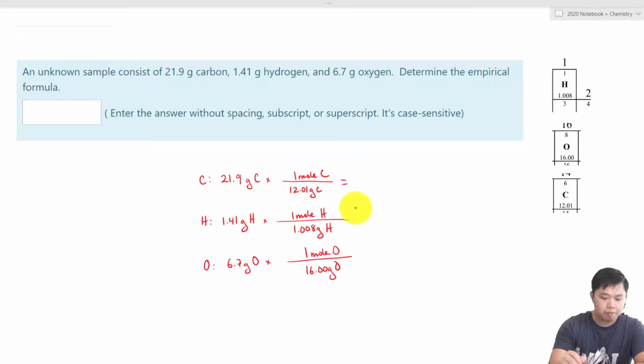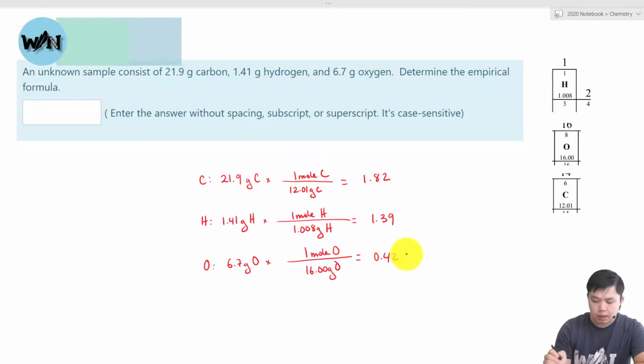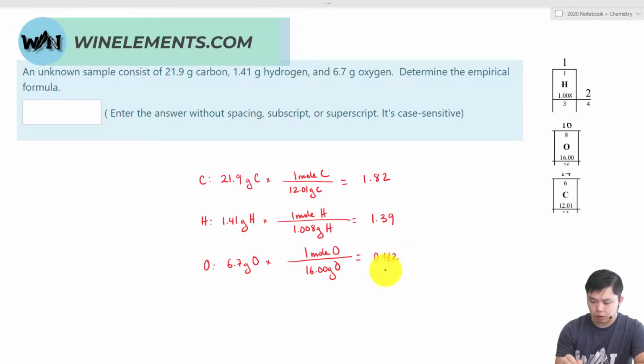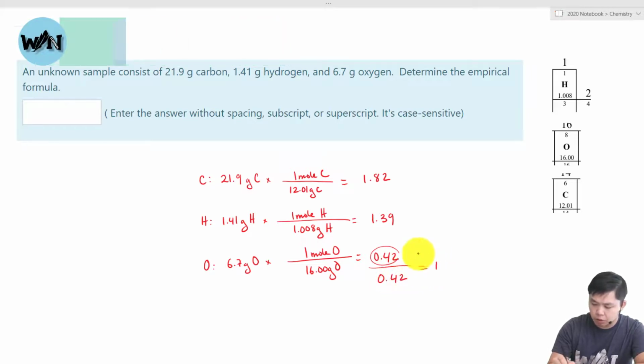Now, let's do our basic math. Plug in our calculator. 21.9 divided by 12.01, we get 1.82. And then for this one, 1.41 divided by 1.08, we get 1.39. And for this one, we have 0.42. So what is our lowest number? This one's our lowest number. So we have to divide everything by that smallest number of moles. Of course, this equals 1.